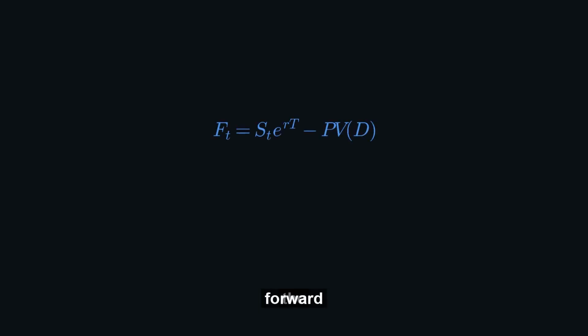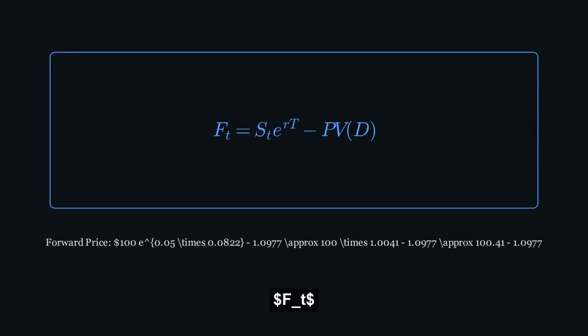Now we can compute the forward price, $F_T$. We take the spot price, compound it by the risk-free rate over the time to expiration, and then subtract the total present value of the dividends we just calculated. This adjustment ensures that the forward price accurately reflects the asset's value at expiration, considering all cash flows during the period. This precise forward price is essential for the next steps in our VIX calculation.